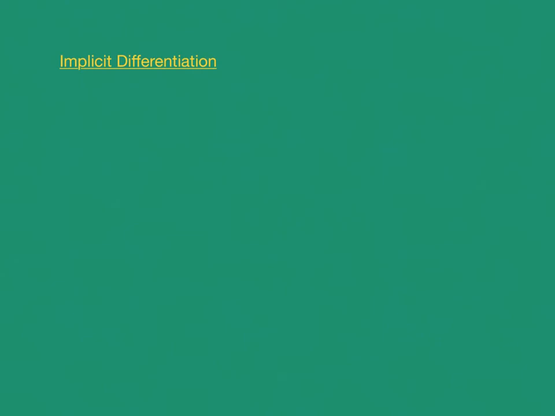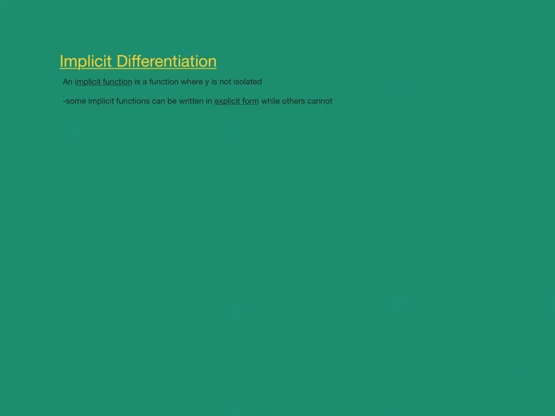I'd like to talk a little bit about what's called implicit differentiation. So first of all, I want to give a little definition. An implicit function is a function where y is not isolated. You don't really need to know these terms, but for the purpose of understanding implicit differentiation, I think it helps.